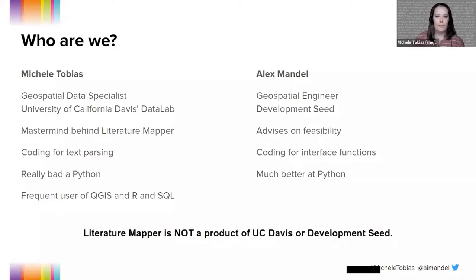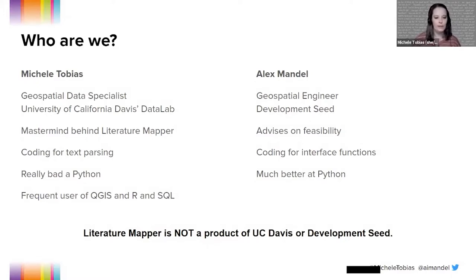So also, my co-presenter today is Alex Mandel. He is a geospatial engineer at Development Seed. For this project, he advises on things like feasibility when I come up with grand ideas. He helps me figure out how this is going to work. He did most of the coding for the interface functions and some of those kinds of things. And he is much better at Python than I am. So that makes us a good team for this.